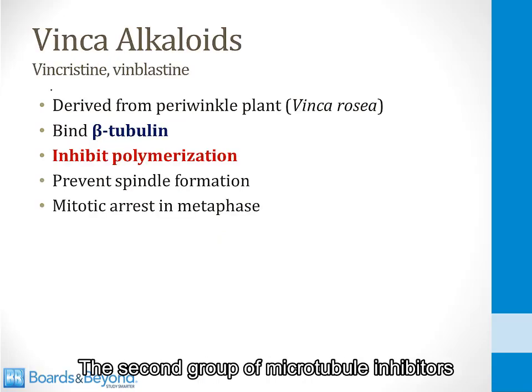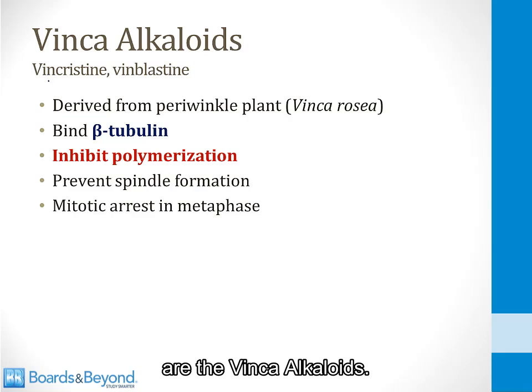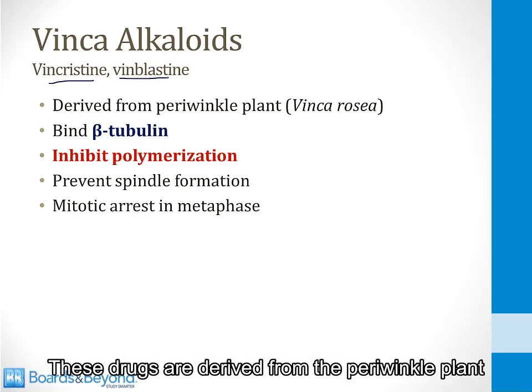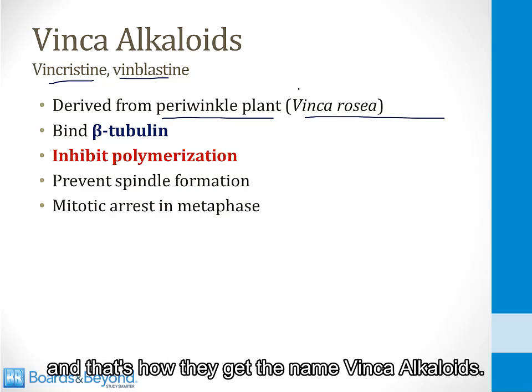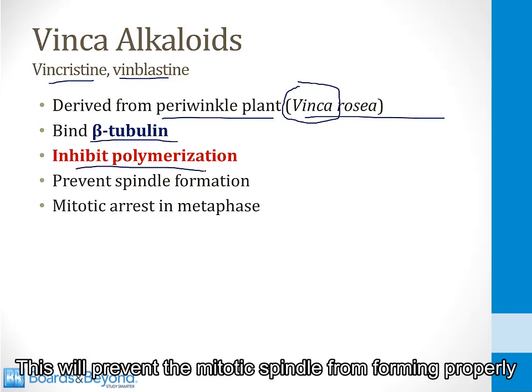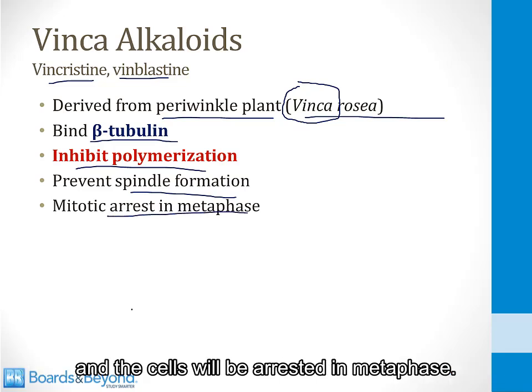The second group of microtubule inhibitors are the vinca alkaloids. Drugs in this class include vincristine and vinblastine. These drugs are derived from the periwinkle plant, which is also called Vinca rosea, and that's how they get the name vinca alkaloids. These drugs bind to beta-tubulin and they inhibit polymerization. This will prevent the mitotic spindle from forming properly and the cells will be arrested in metaphase.